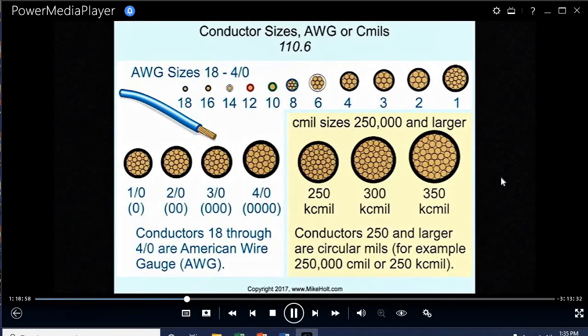110.6, conductor sizes. You know what? No big deal to cover about this other than there are many tables that give you conductor sizing. And sometimes you have the special code, and this is one of those special codes. Correct me if I'm wrong, I've been teaching for 41 years.